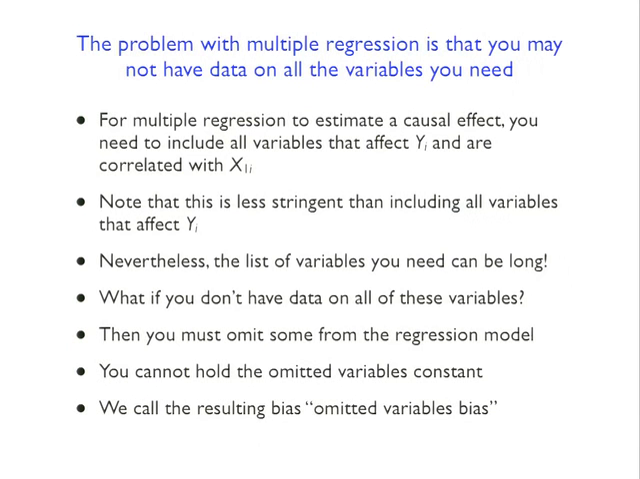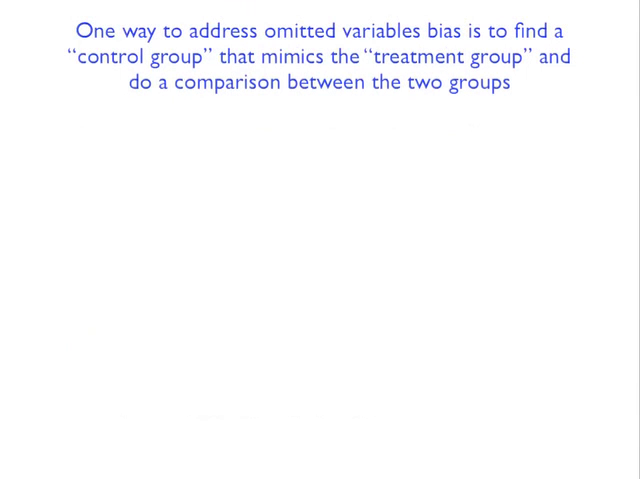One way that people commonly try to deal with omitted variables bias is to find a control group that mimics the treatment group as closely as possible, but of course was not treated, and then they compare the treatment group and the control group. The idea here is to replicate a randomized controlled trial, but in more real world settings where you just have observational data, where you're not actually randomly assigning some people to get treated and some people not to get treated.